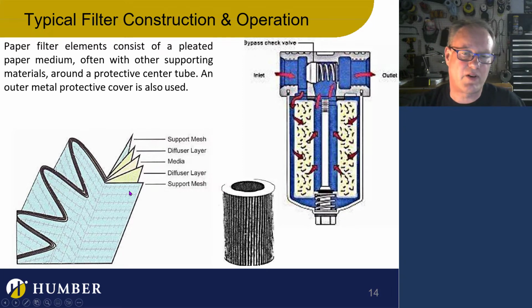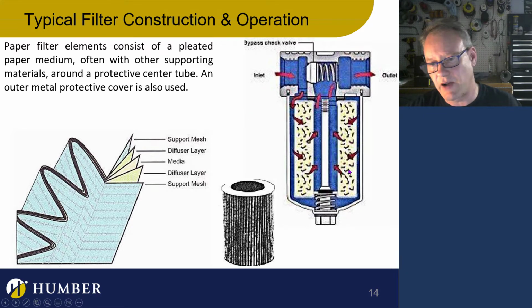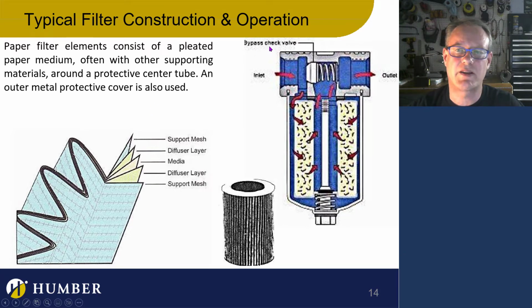So here's just a typical filter, and you have a paper filter that's going on, and the fluid goes down in here, and then it goes up into the middle, and it gets filtered out. Now I want to talk about this. It's a bypass check valve. It's important that we talk about this. The bypass check valve exists in case the filter gets blocked. Why would a filter get blocked? Because it's dirty and you haven't changed it. It's really important to change them, and we'll talk about that.